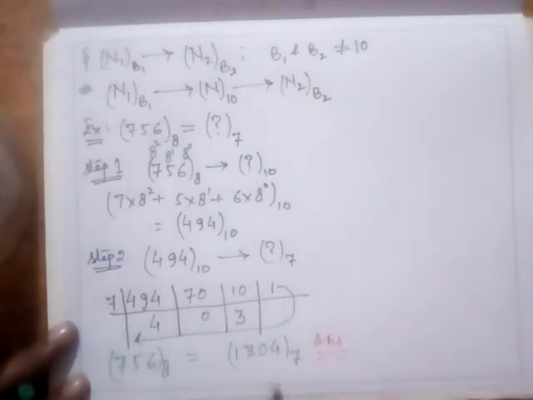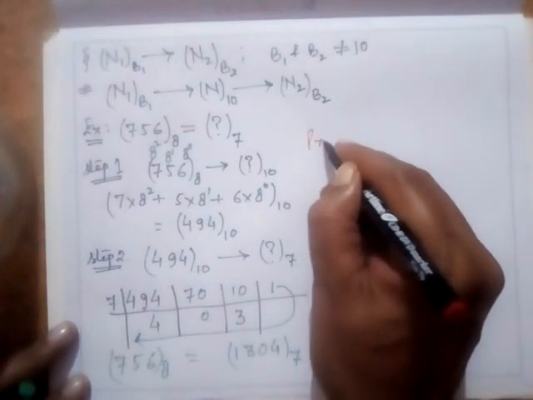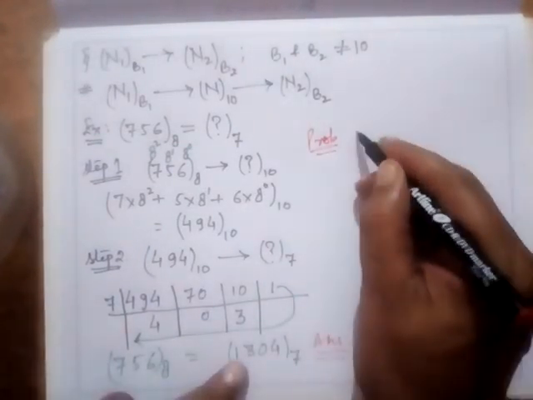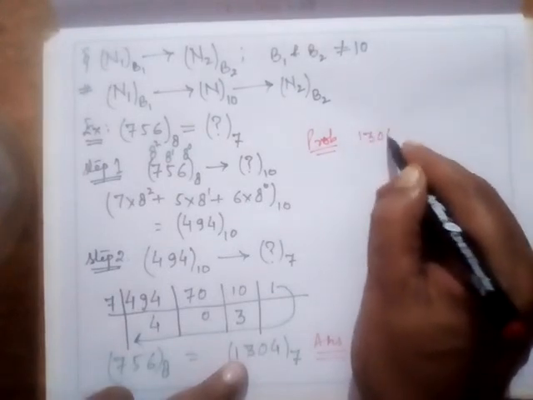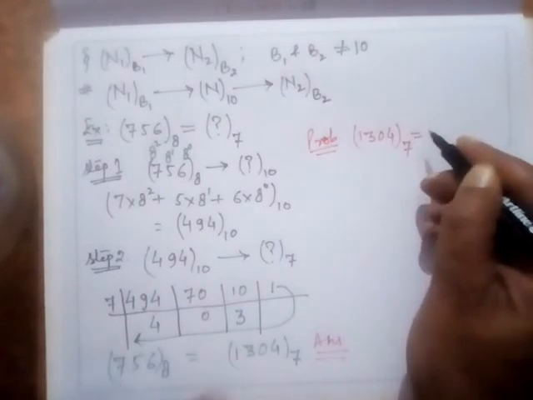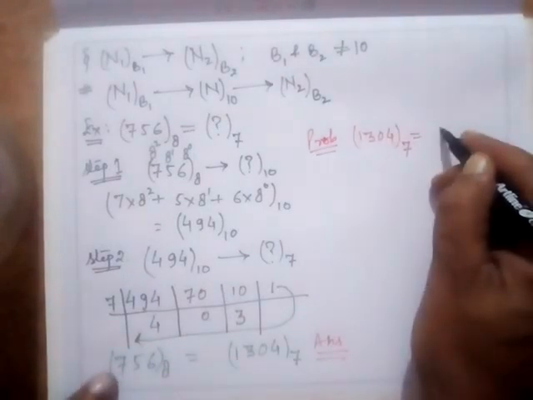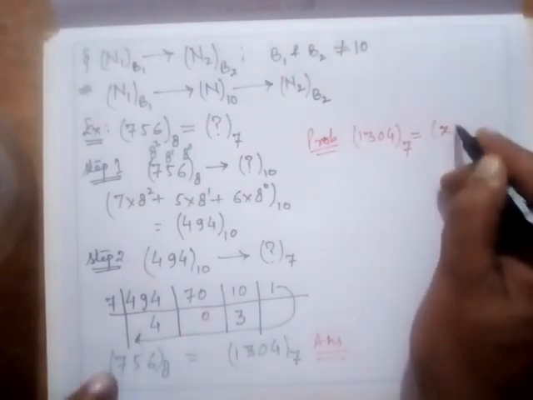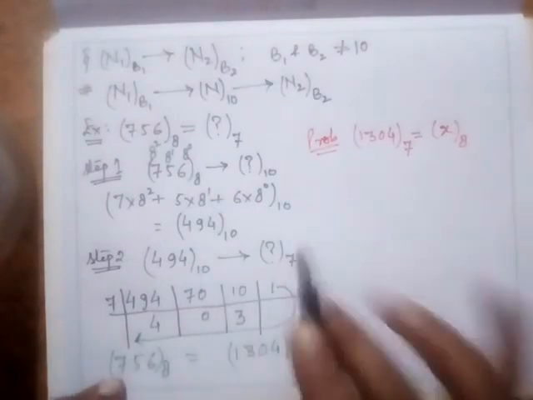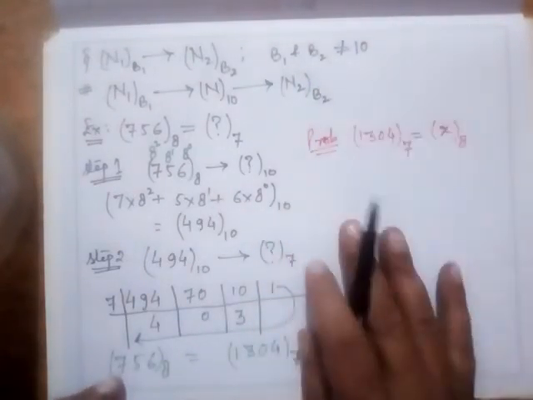Now the homework for you, you just cross check it. That is, I am giving another problem here for you. What is 1304 in base 7 equal to in base 8? What is the value of x in base 8? It should be the same result. Alright, if you are getting the same result, it means these calculations are correct. So this is how you convert.